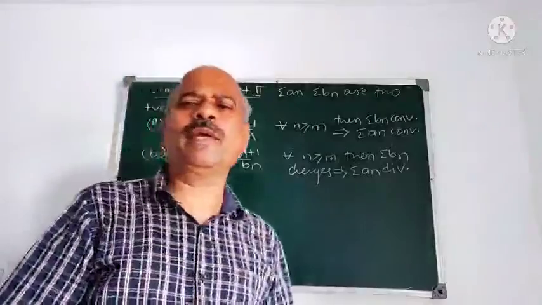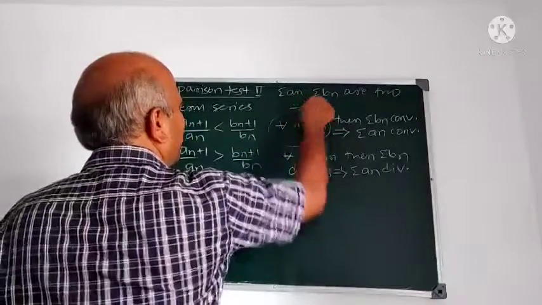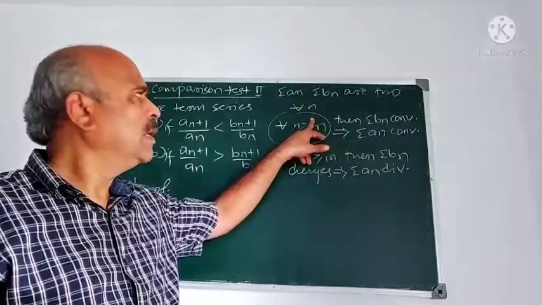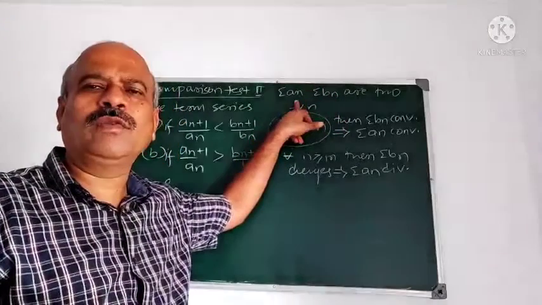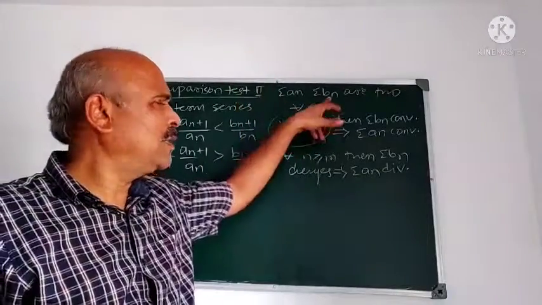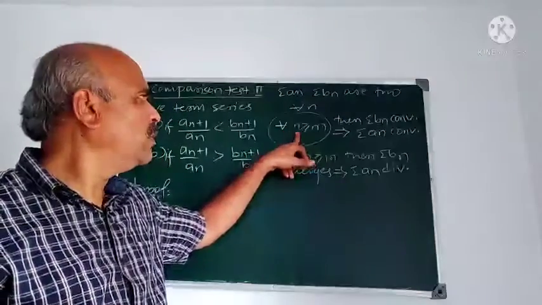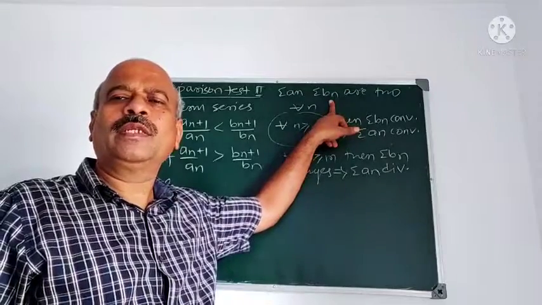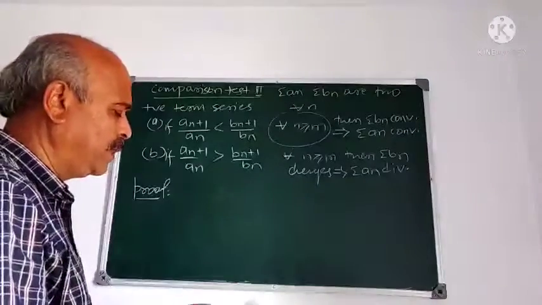See, as in the case of the first comparison test, without loss of generality, we can assume this for all n. There we have proved that one. What is that? If an is less than or equal to bn for all n greater than or equal to m, and sigma bn converges, then sigma an also converges. In that first comparison test also, this condition was there for all n greater than or equal to m, but we have proved that it is then true. So without loss of generality, as proved in the first comparison test, this holds for all n.